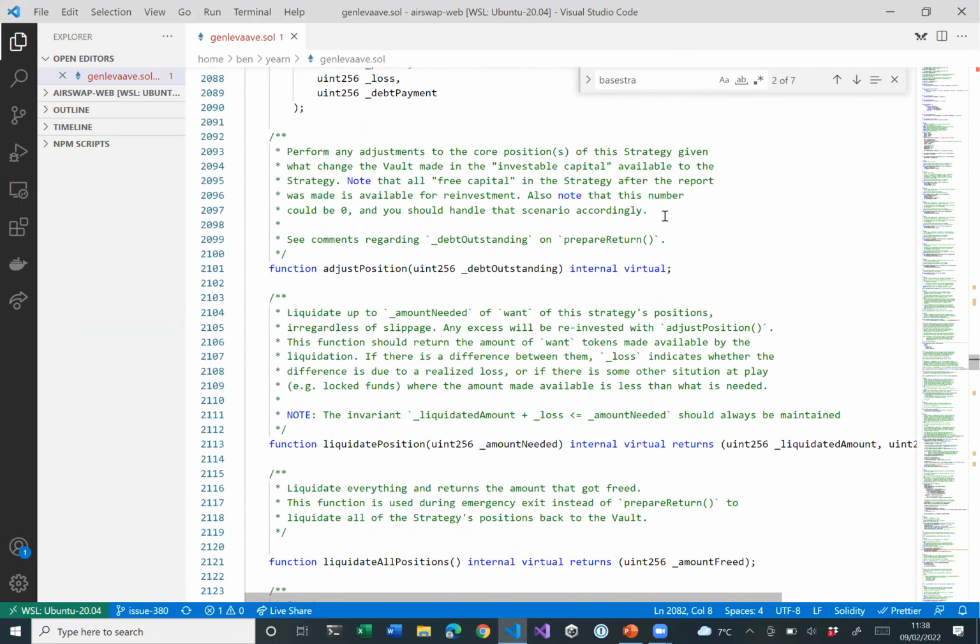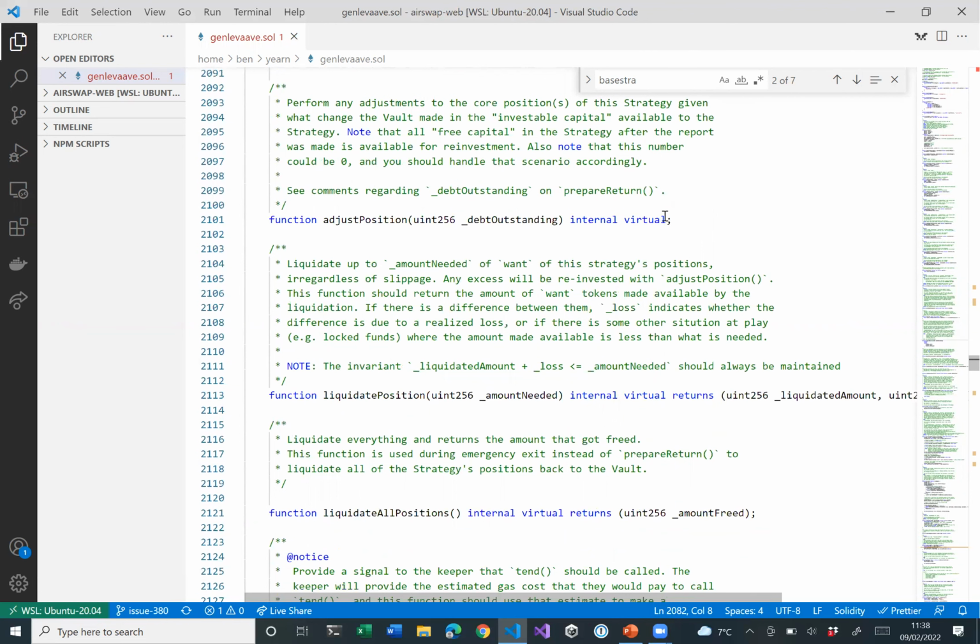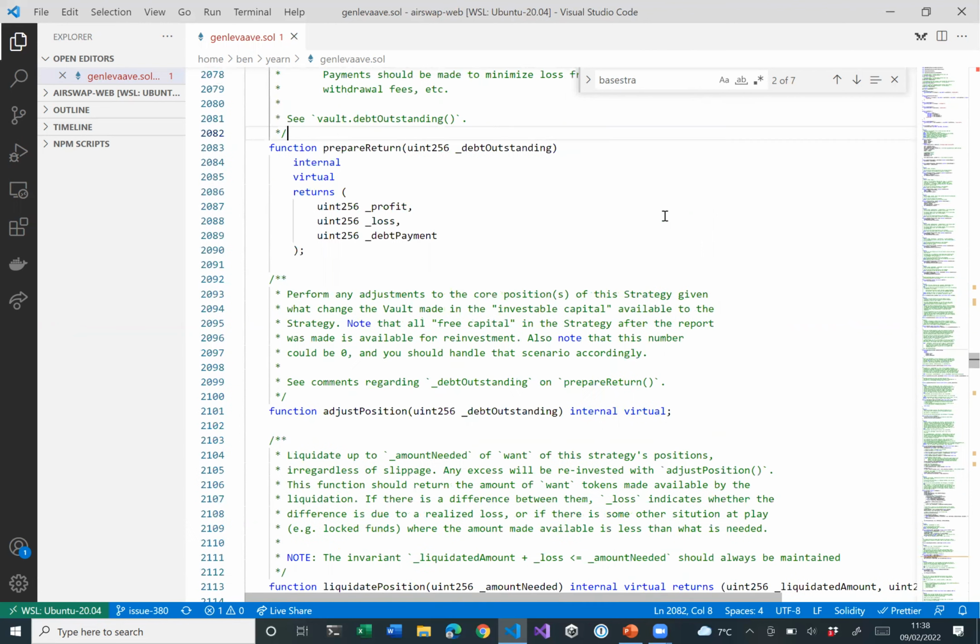Sorry, can you go back to the prepare return, please? Yeah. So it's the actual implementation, or it's set to internal. So how can someone call that function? What does internal do again? Remind me of what that does. Is it only called within that contract?